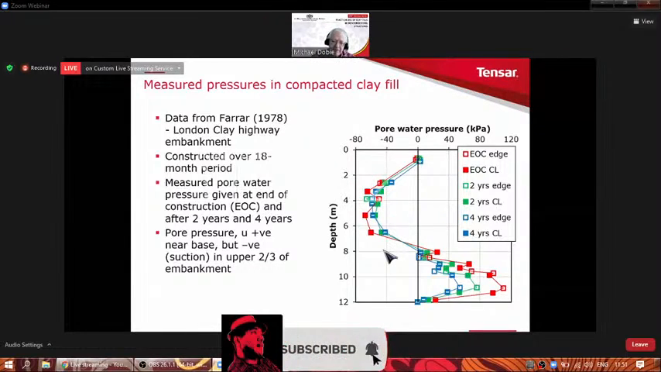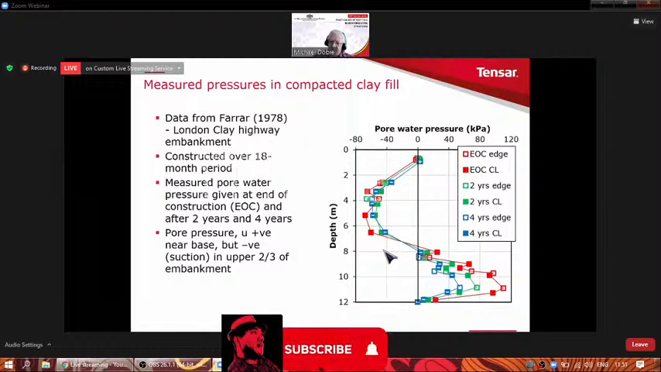So this little picture that you see here is a very good demonstration of what's going to happen in a moderately high fill, in this case built with the slow wet clay, when it comes to pore pressure and the change in pore pressure with time.